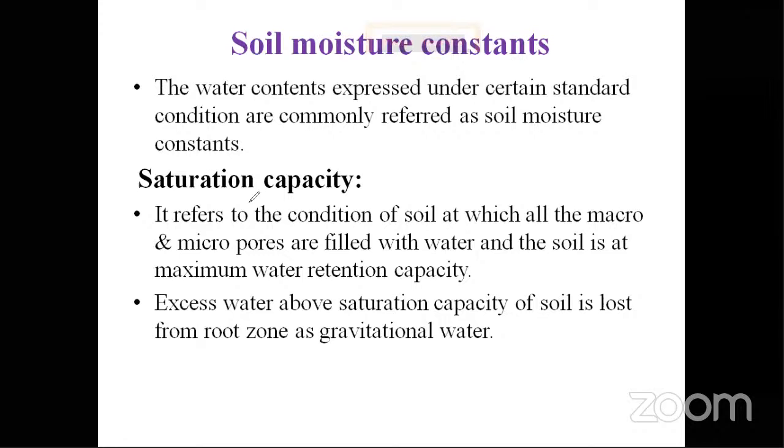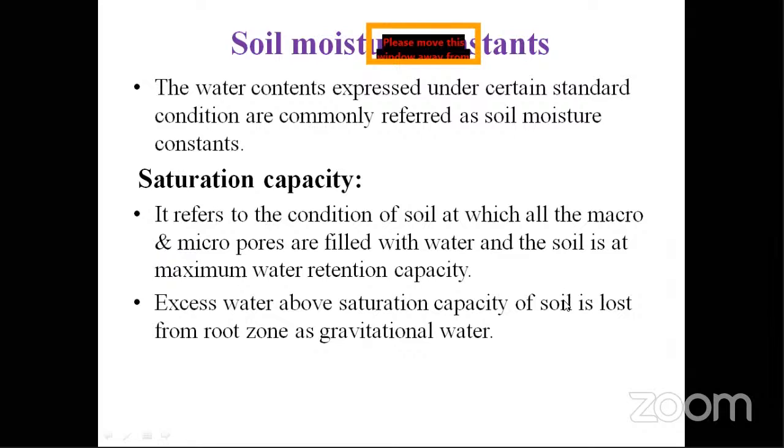It refers to the condition of soil at which all macro and micro pores are filled with water, and the soil is at maximum water retention capacity. We all know that two types of pores are present in the soil, macro pores and micro pores. At saturation capacity, all macro and micro pores are filled with water, and excess water above saturation capacity is lost from the root zone as gravity water. Saturation capacity generally happens after heavy rainfall, or if we give higher irrigation to the field, then the field will reach saturation capacity.